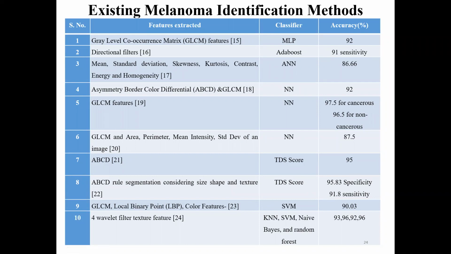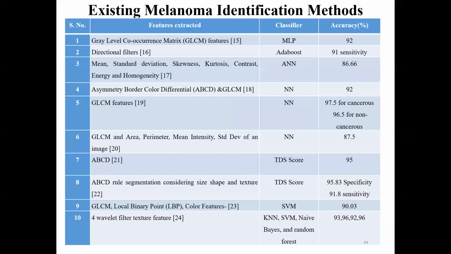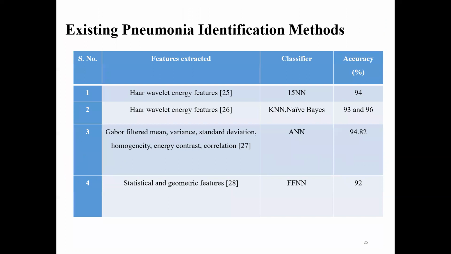The types of features that you have considered and the classifier you have chosen are going to play a key role in diagnosing the disease. For pneumonia identification, Haar wavelet energy features and a neural network are taken, and Haar wavelet energy features with K nearest neighbor and Naive Bayes classifiers gave 93 and 96 accuracy. And when Gabor filtered mean and variance features are taken, you get 94.82.